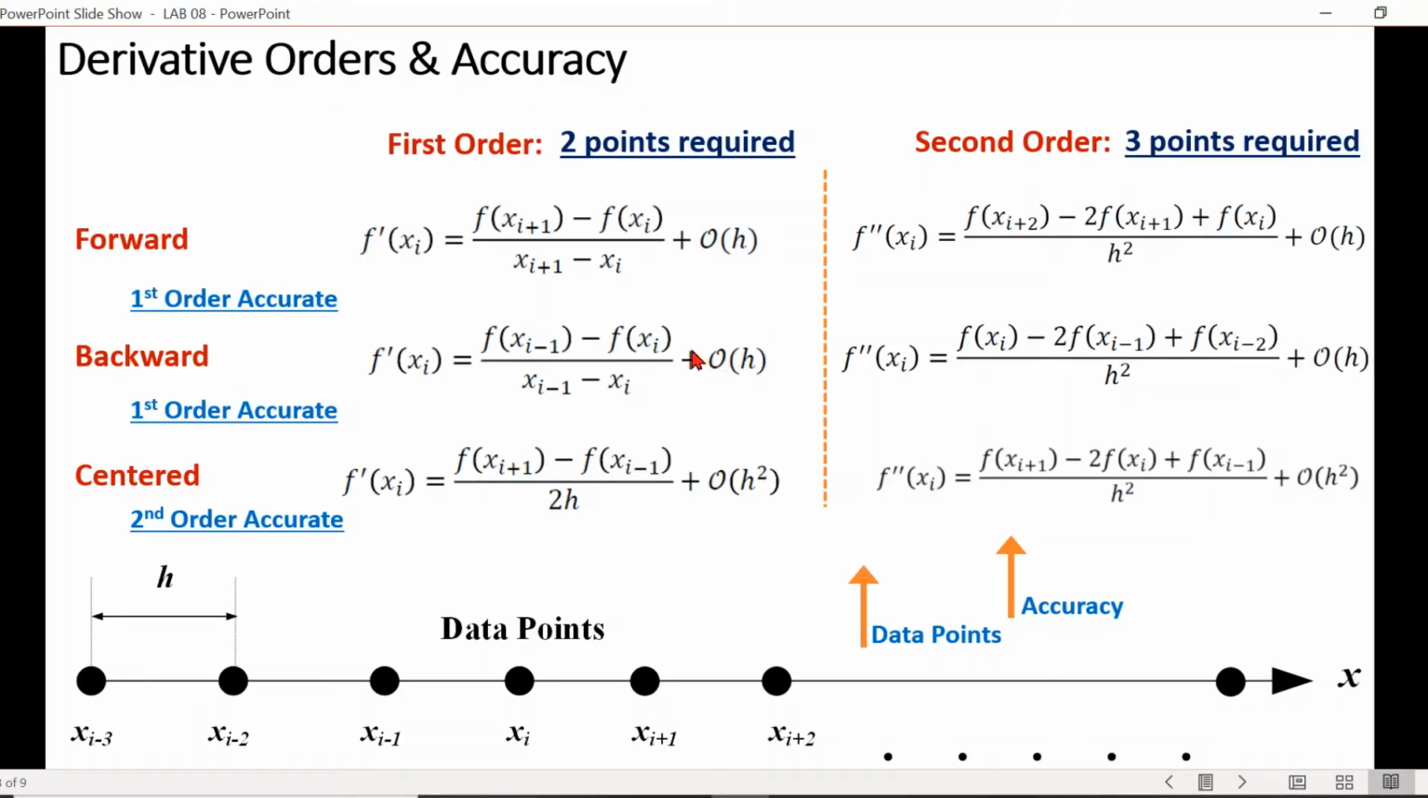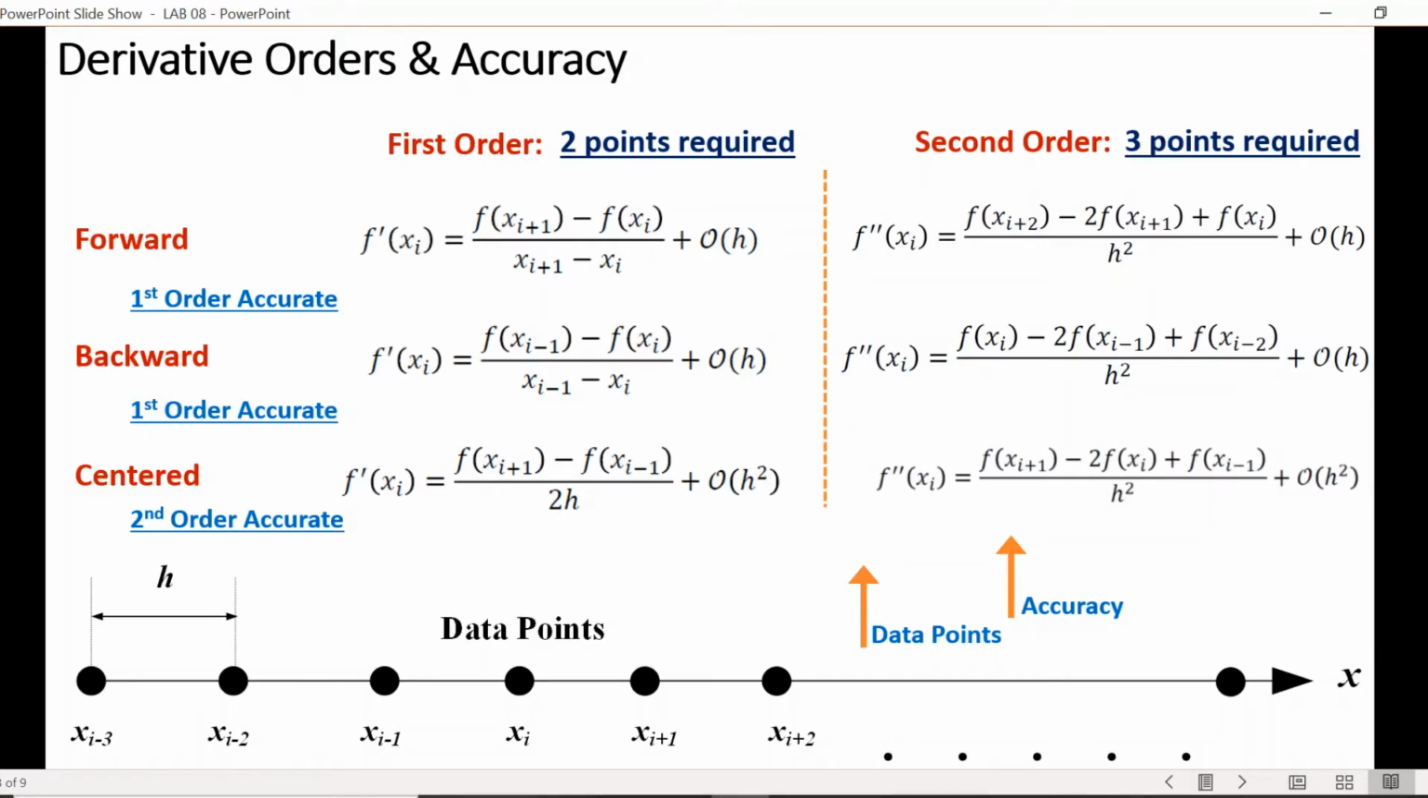We can determine different orders of derivatives. In the previous slide, we discussed basically first order derivatives with three respective approaches. So for first order derivative, we need actually 2 data points. For second order derivative, we require 3 data points.